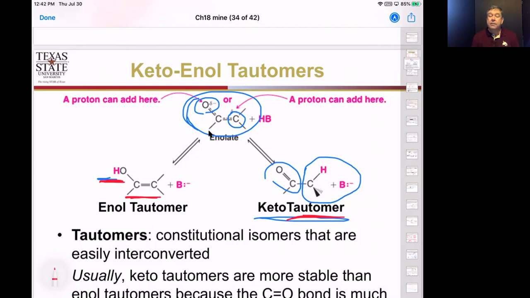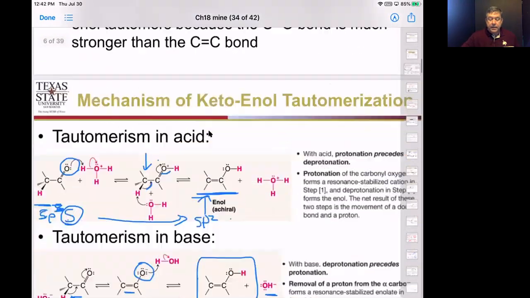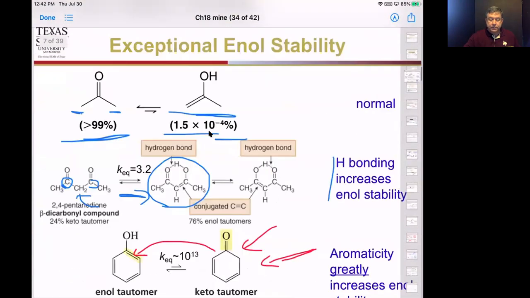But the other one is that if you have something that this double bond can react with, it'll come out and react with it. And then even though you only had a little bit of it, it'll continue to make product and product and product until all of the ketone is consumed. Okay, so that's number 2 in chapter 18: acidity and enol-keto tautomerization.